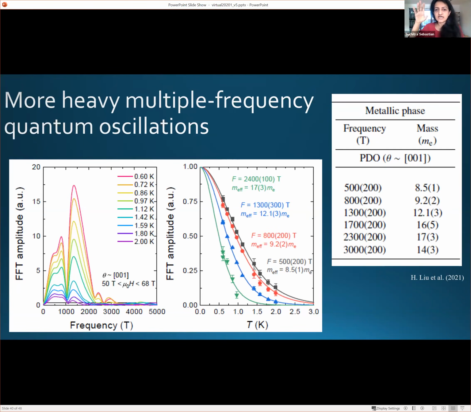On the right is LK, and you can see that we get very heavy masses up to about 17 electron masses. What's important is that there's no sign that this is becoming unhybridized. One might have expected that at high magnetic fields we've unhybridized the Fermi surface and we see the conduction electron Fermi surface. No, actually what's happening is that the low frequencies are very similar to those seen on the insulating side. The masses are similar, but we also start seeing large sheets which are much heavier. So we are seeing the onset of more large hybridized Fermi surface sheets.